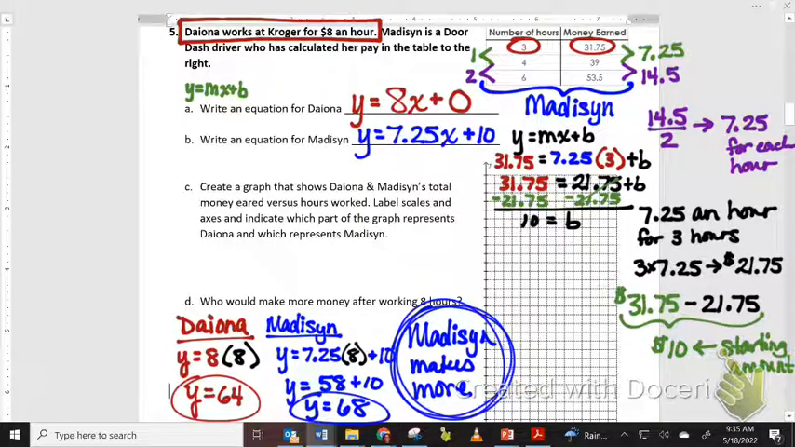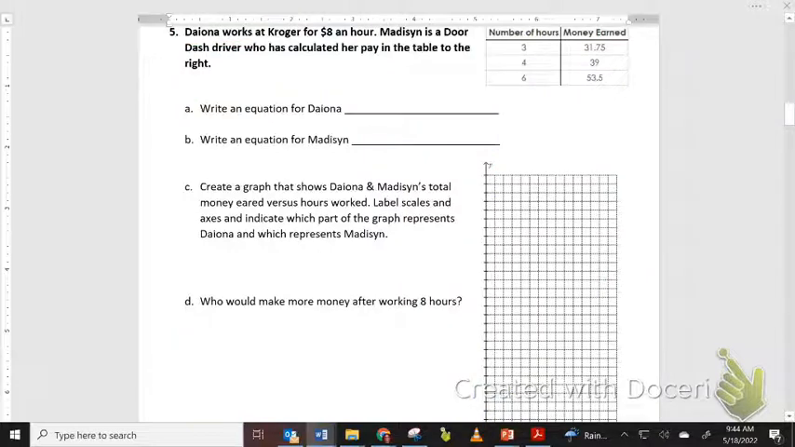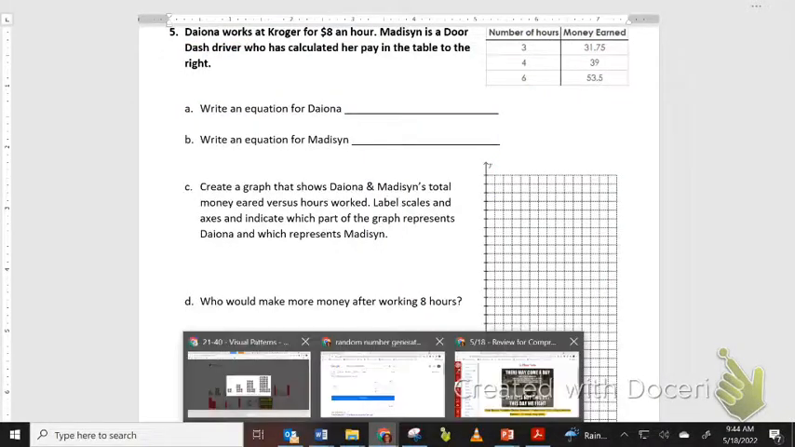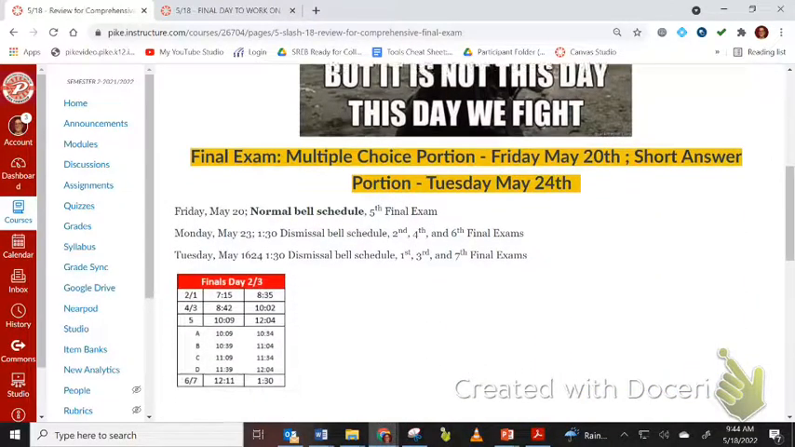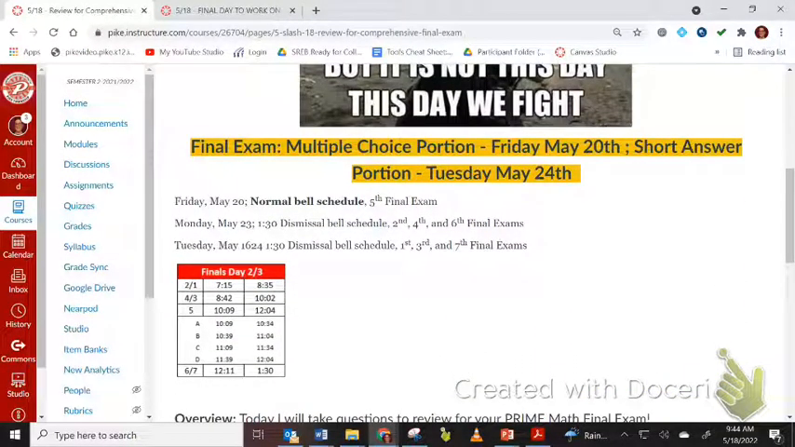Guys, before you leave, it is really important that I remind you of this particular piece. When does our final exam in here start? Friday. Friday is the multiple choice portion. Tuesday is the short answer portion. So we've got it split into two parts. I will not see you between Friday and Tuesday. I will not see you guys on Monday. If you have questions between Friday and Monday, you can send me messages in Canvas, or you can come see me during your study period, 5th period on Monday.